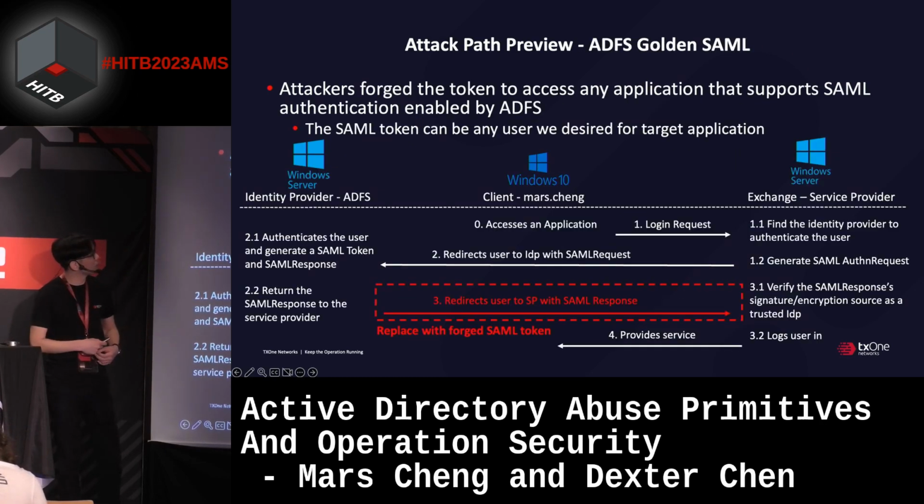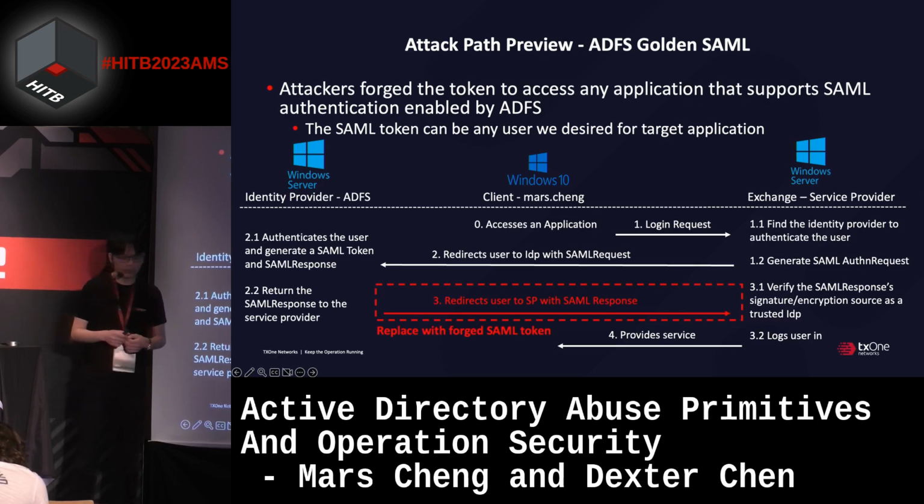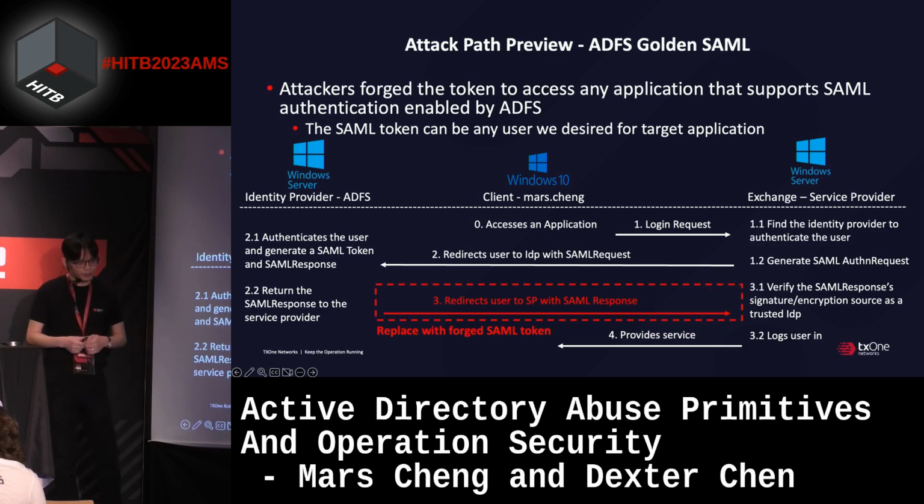For the final abuse primitive, we have ADFS golden SAML. Before we can forge a golden SAML, we have to first have the credential for the ADFS. The two things we need: the first is the key for the ADFS, which is called a KDS key. And the second is the configuration information, which can be how the issuance roles are configured, or a certificate for the ADFS. And after having the credential, we can forge the SAML token.